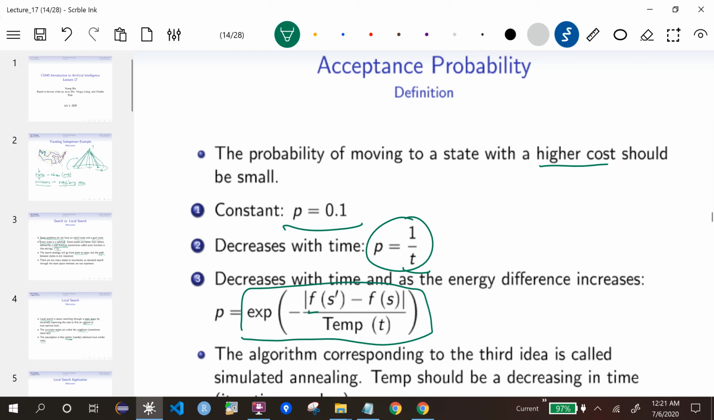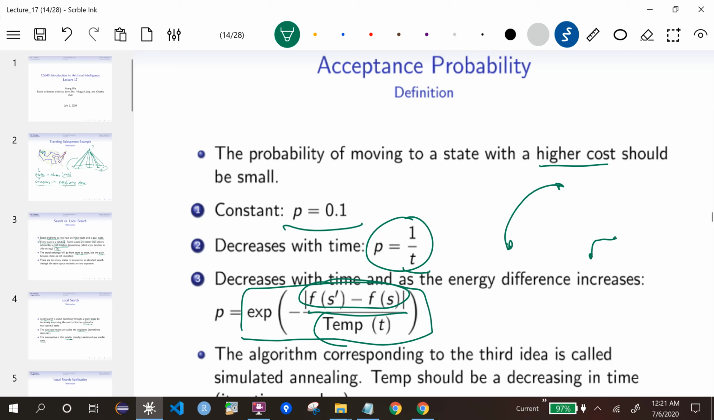So it's related to the distance between the costs, so the difference between the costs from one state to another. So for example, the probability of jumping up by a lot is kind of small, and the probability of jumping up by a little could be larger. So that's this term here.